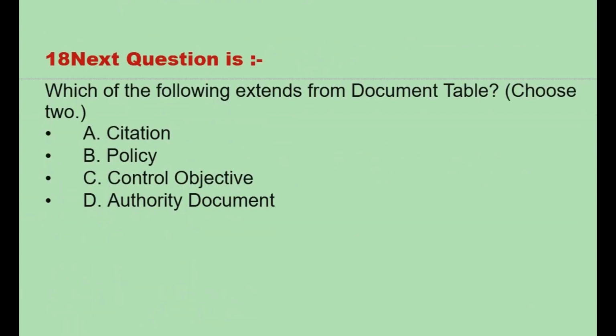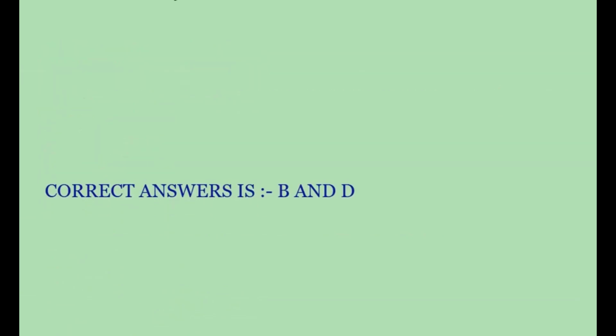Question is, which of the following extends from document table? Choose two options. Option A, citation. Option B, policy. Option C, control objective. Option D, authority document. Correct answer is option B and option D.